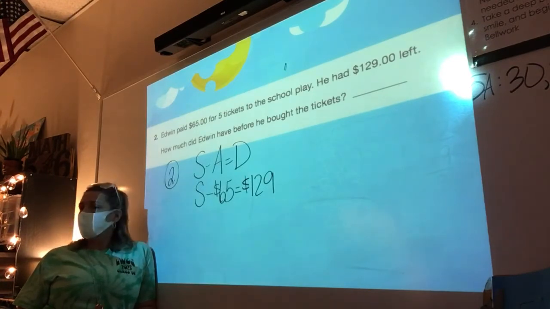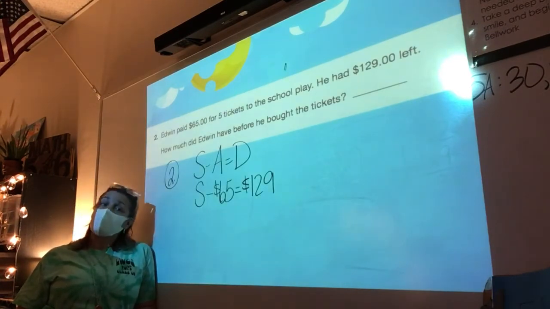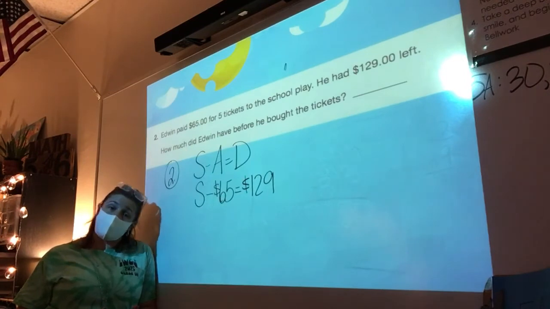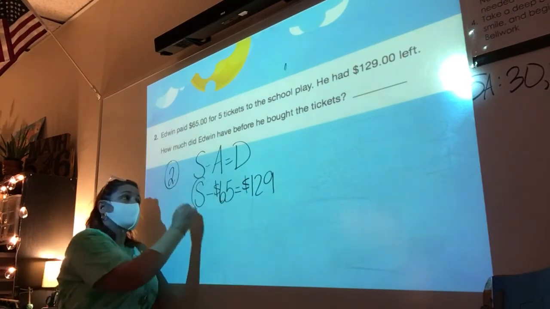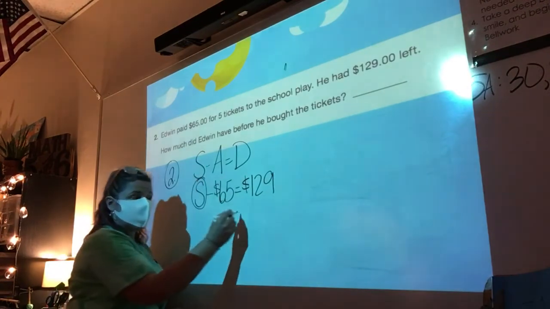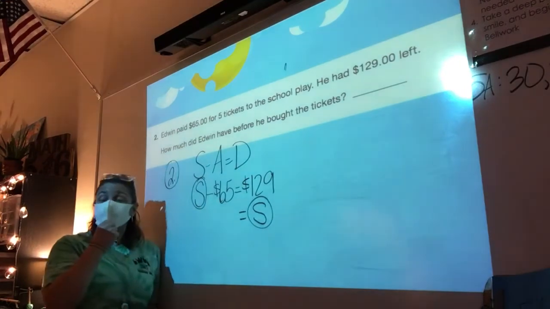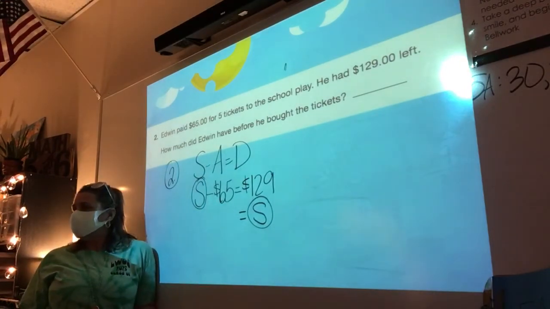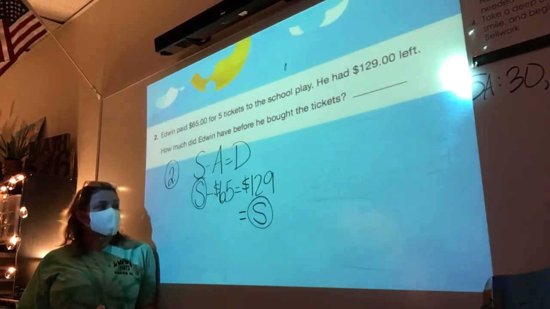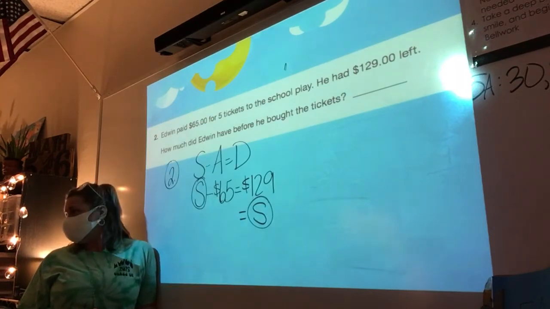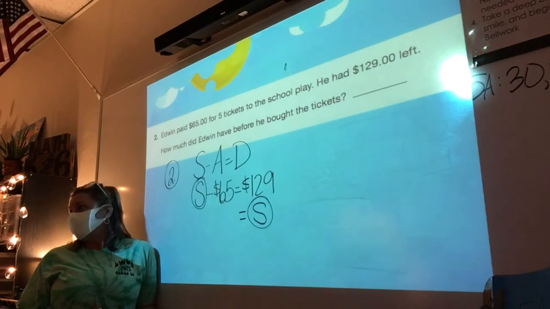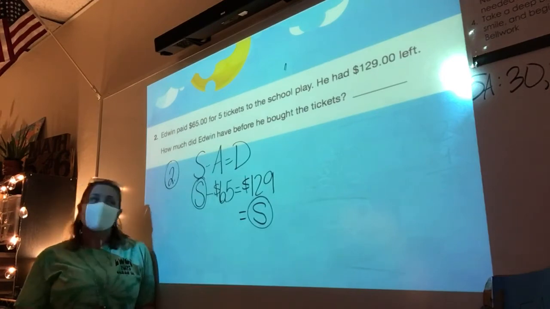Nope, we don't circle the 129. We either circle the minuend or the sum. The minuend, which is S. And we want to get the unknown alone. So in this case, it's S circled. Ooh, that helps us. What are we going to do then to solve this problem? We're going to do 129 minus 65. No. Add it. We're going to add it.